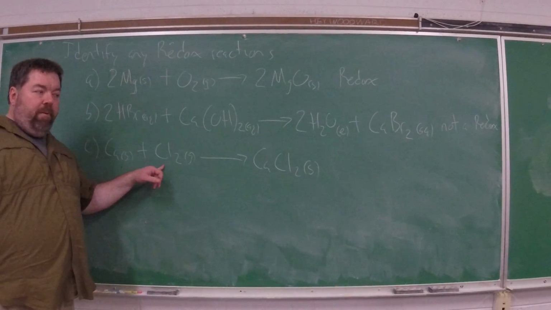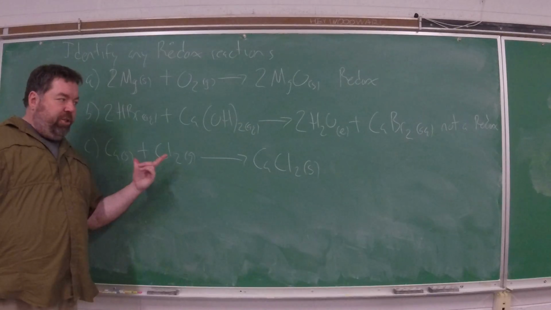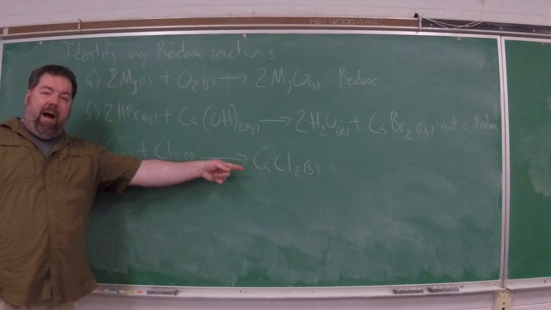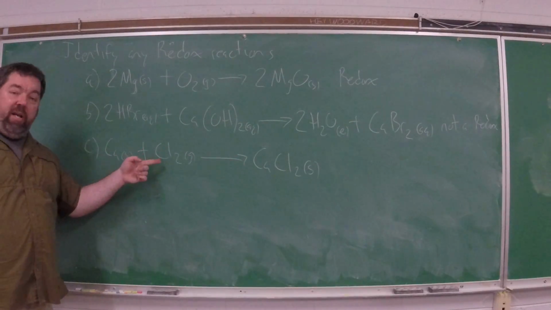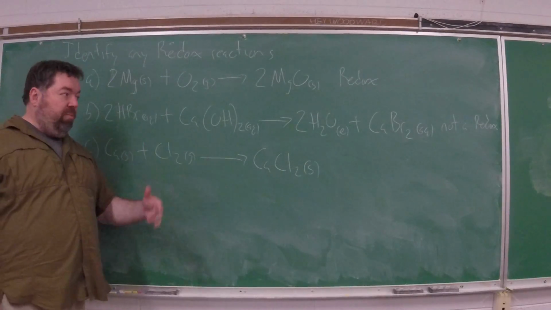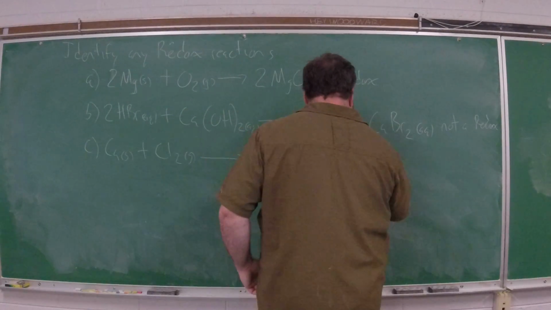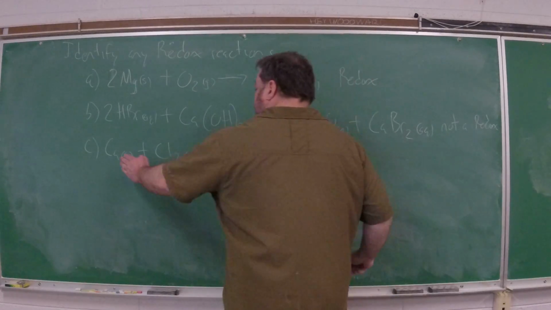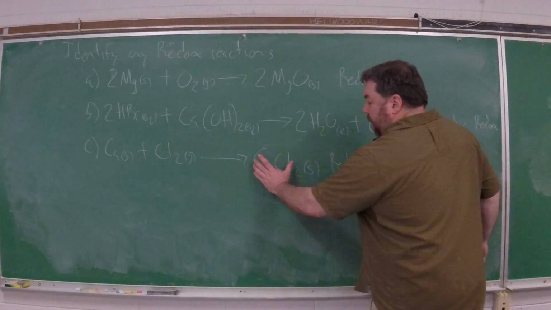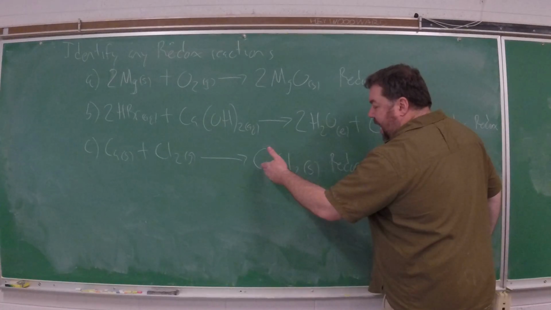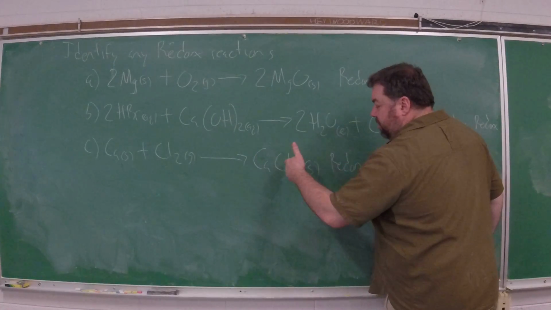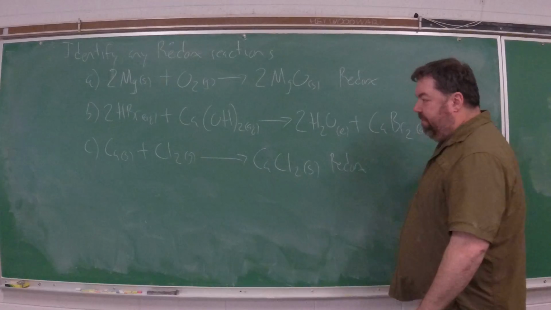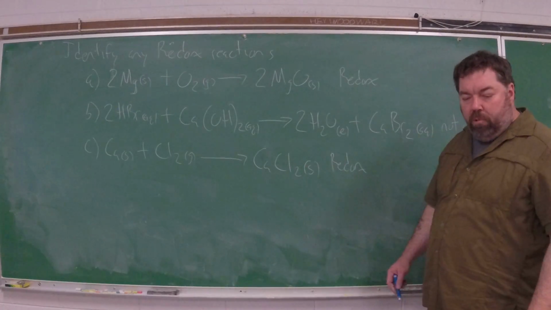Calcium plus chlorine. Again, these are in elemental form, no charge. What happened there? It formed an ionic compound. So the calcium is transferring electrons to the chlorine atom. So this is a redox reaction. Metal plus non-metal, ionic compound, what do you have? You have to have ions. So the calcium's positive, chlorine's negative. Thus, we had to have a redox reaction for that to occur.